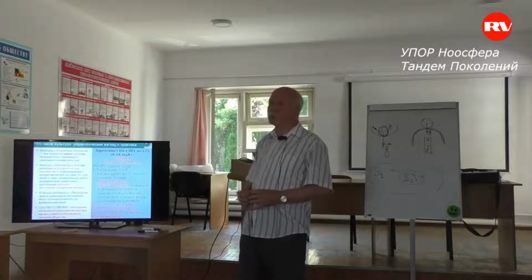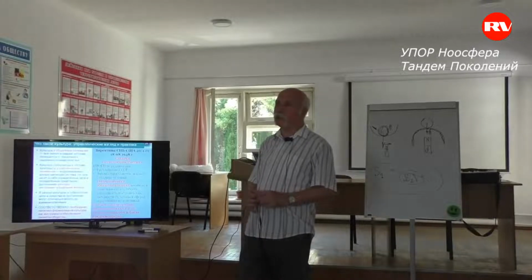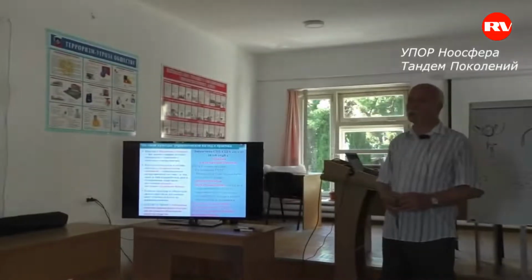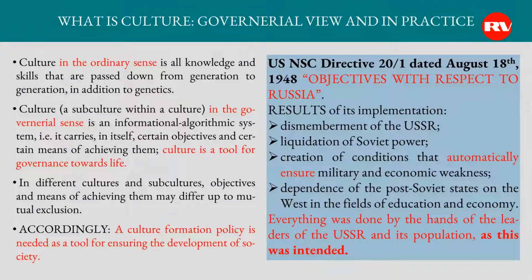There is such a document, U.S. National Security Council Directive 20/1, dated August the 18th, 1948. It is called Our Objectives with Respect to Russia. And this document, in 1948, outlined the dismemberment of the USSR, the liquidation of Soviet power, the creation of conditions that automatically ensure the military and economic weakness of what will happen after that, dependence of the post-Soviet states on the West in the sphere of education, economy, culture. And if you look at the world in which we live in general, all these tasks have been accomplished.